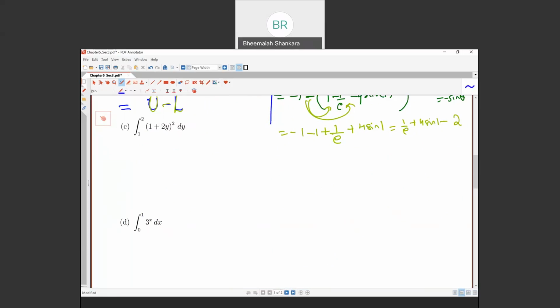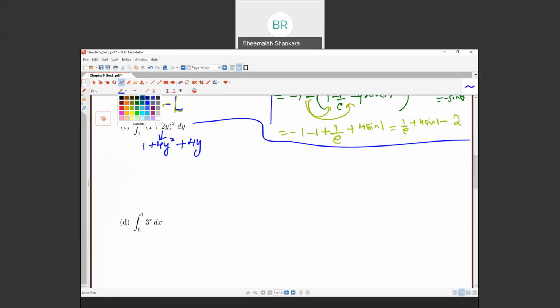The next one, integral of (1 plus 2y) squared. First I want you to FOIL this. So this is 1 plus 4y squared plus 4y. Now you are good to integrate after you FOIL it.